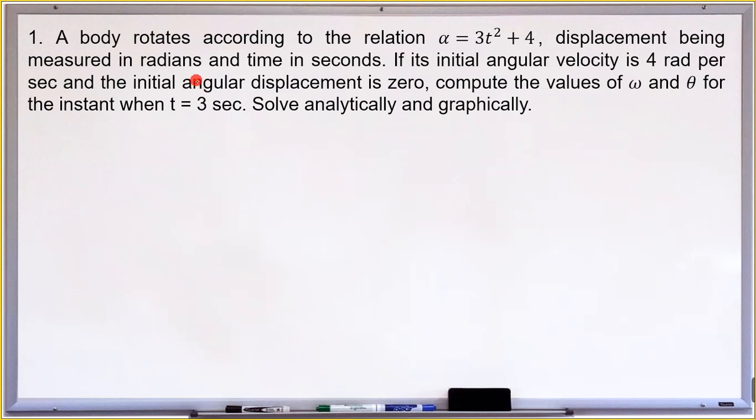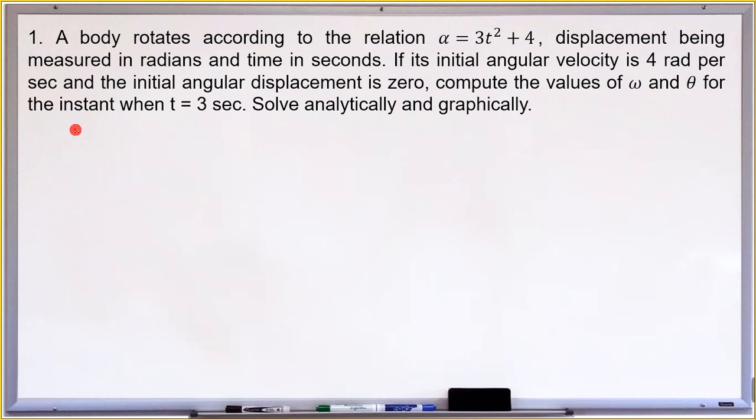So we have here a body that rotates according to the relation alpha, or the angular acceleration, which is equal to some function of time, 3t squared plus 4, wherein the displacement is measured in radians and the time is in seconds. If its initial angular velocity is 4 rad per second and the initial angular displacement is 0, compute the values of the angular velocity and the angular displacement for the instant when time equals 3 seconds. Solve by using the analytical method and by the graphical method.